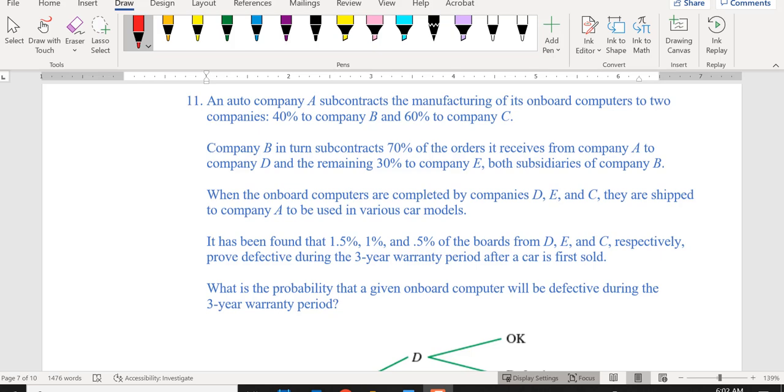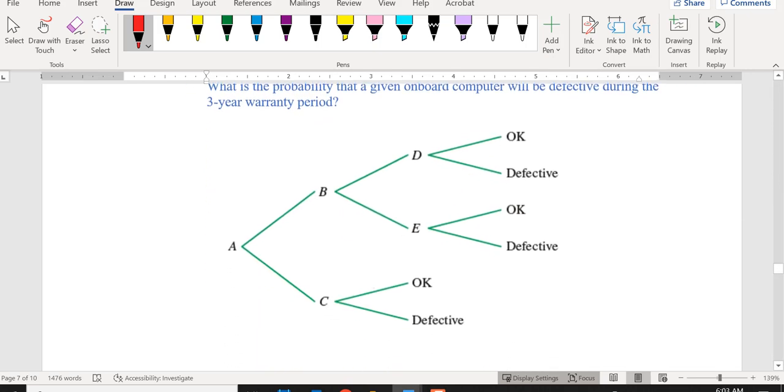It has been found that 1.5%, 1%, and 0.5% of the boards from D, E, and C respectively proved defective during the 3-year warranty period after a car is first sold. What is the probability that a given onboard computer will be defective during the 3-year warranty period? All right, so here's our probability tree.